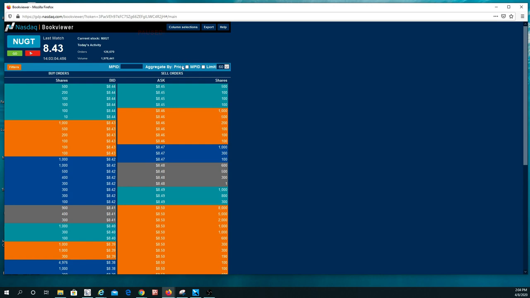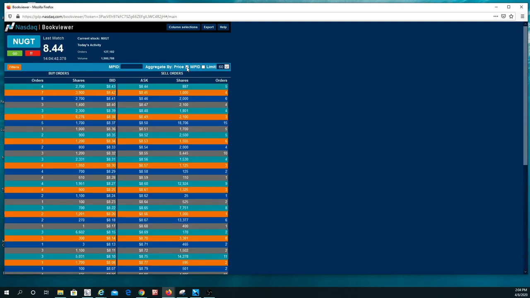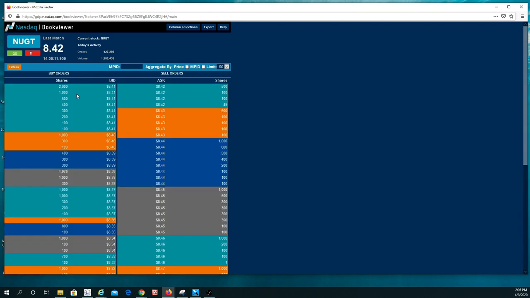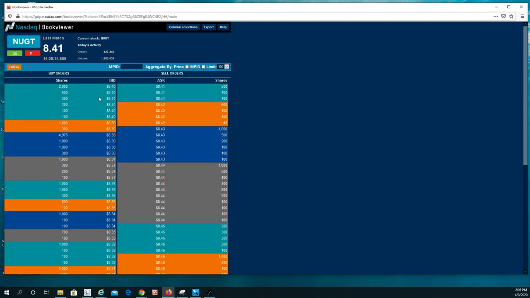Now I'm going to go over here. This is very important. It says aggregate by price. We're going to click that. And that, ladies and gentlemen, is the true data you want to see. Now what you're seeing is how many orders make up those shares, which are aggregated, and at what price. So now when you click on this, you could only see down to 840.